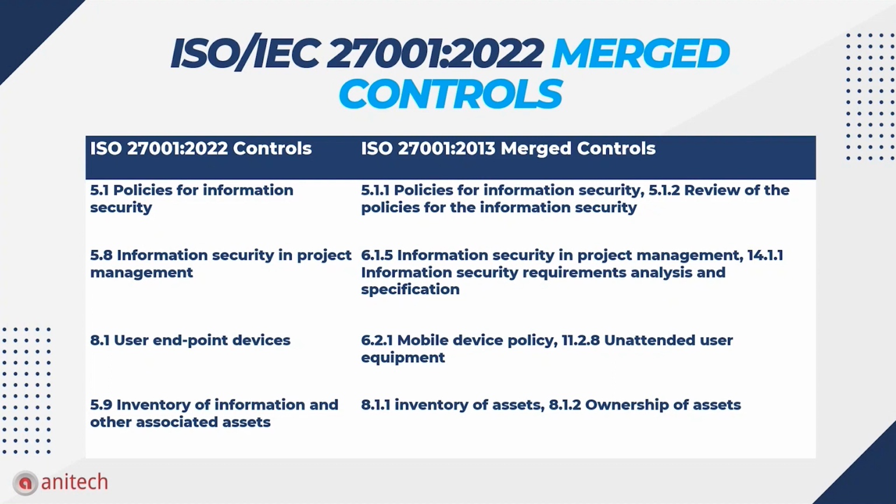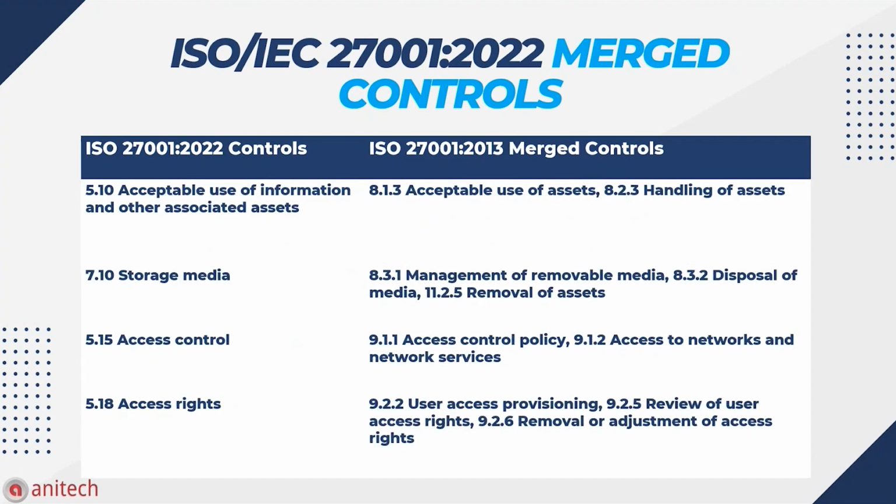Inventory of assets and ownership of assets are merged into inventory of information and other associated assets. Similarly, you can see that the acceptable use of assets and handling of assets are now under one umbrella, which is the acceptable use of information and other associated assets. Then we have the management of removable media, disposal of media, and removal of assets, all under storage media.